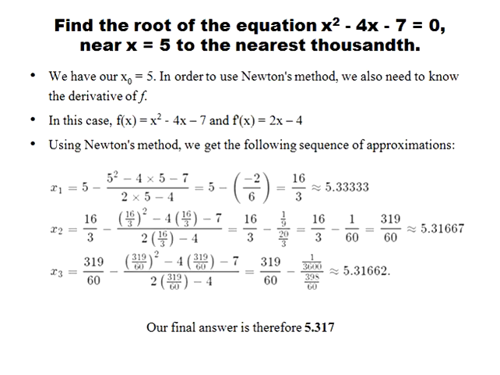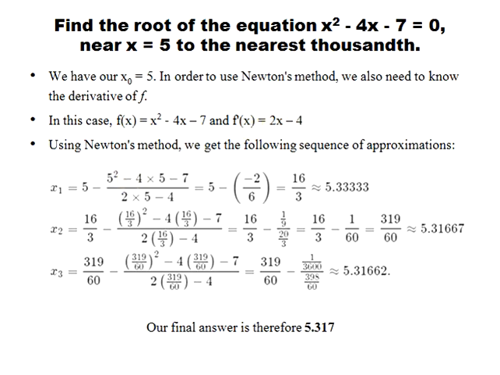Now you can find the root of the equation x square minus 4x minus 7 is equal to 0 near the point x is equal to 5, to the nearest thousandth. So here the initial guess x0 is 5. You can take x0 as 5, and f(x) is x square minus 4x minus 7, and the first derivative of that is 2x minus 4.